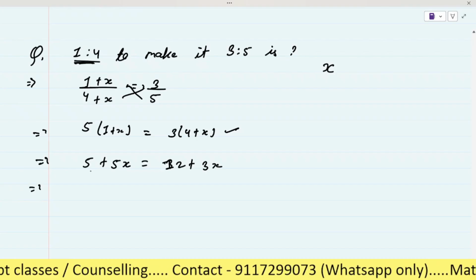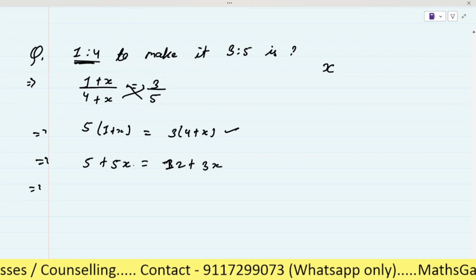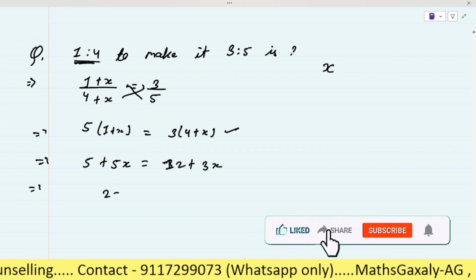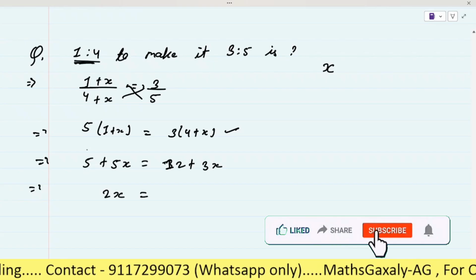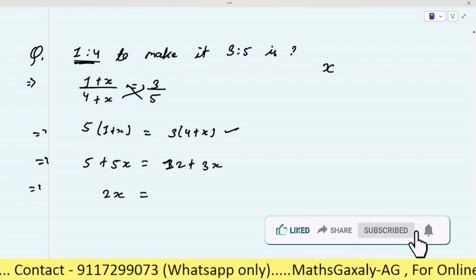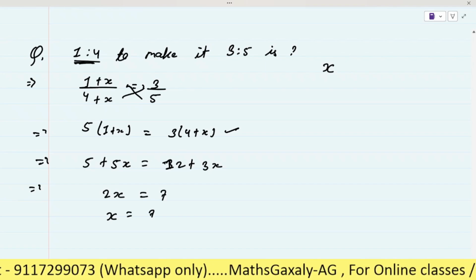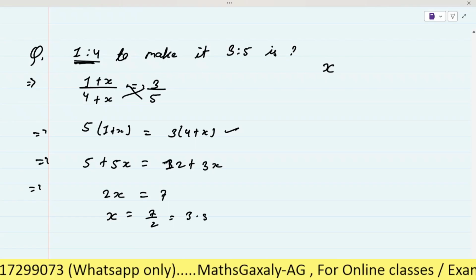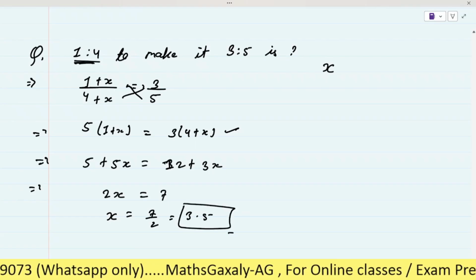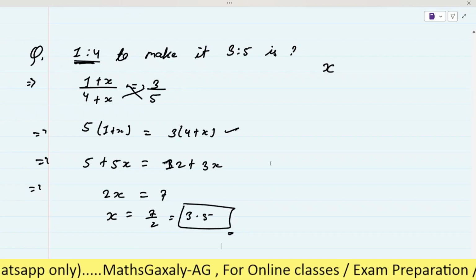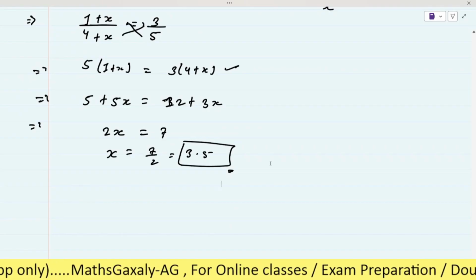Similarly, here we will do, when this 3x comes to the left side, then 5x minus 3x will be 2x, and this 5 will go to the right hand side, so it will be 12 minus 5, which is 7. So here x will be 7 by 2, which means 3.5. Very good, Shraddha. So the answer will be 3.5. Okay, is it clear?